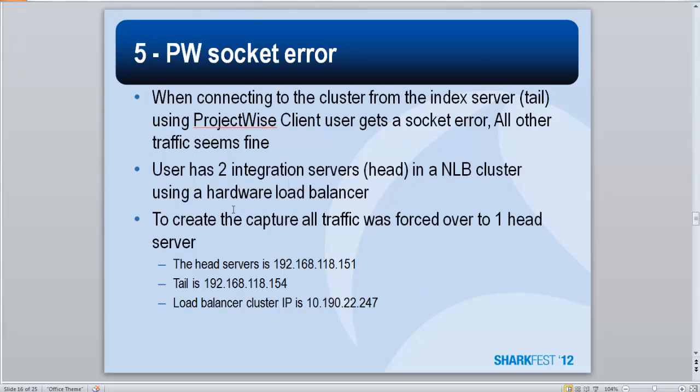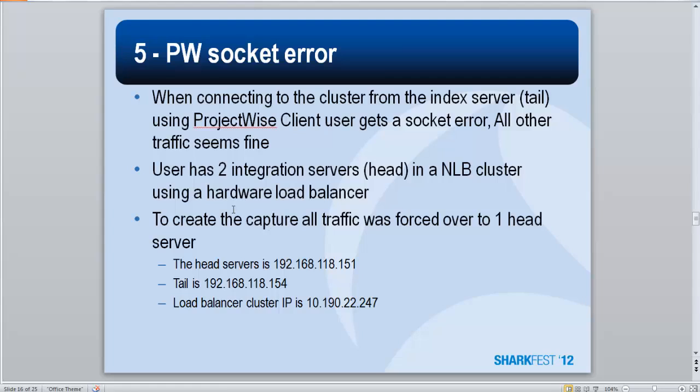So issue number 5. We have a user connecting to a ProjectWise cluster using an index server, what we term a tail server, using a ProjectWise client on that indexing server. When they do that, they get a socket error. And what's really odd is that all the other clients on the rest of their network are working perfectly fine. They've got users out in the field actually using the product, and they don't have a problem. It's just when they try to come in from this tail server to the cluster.